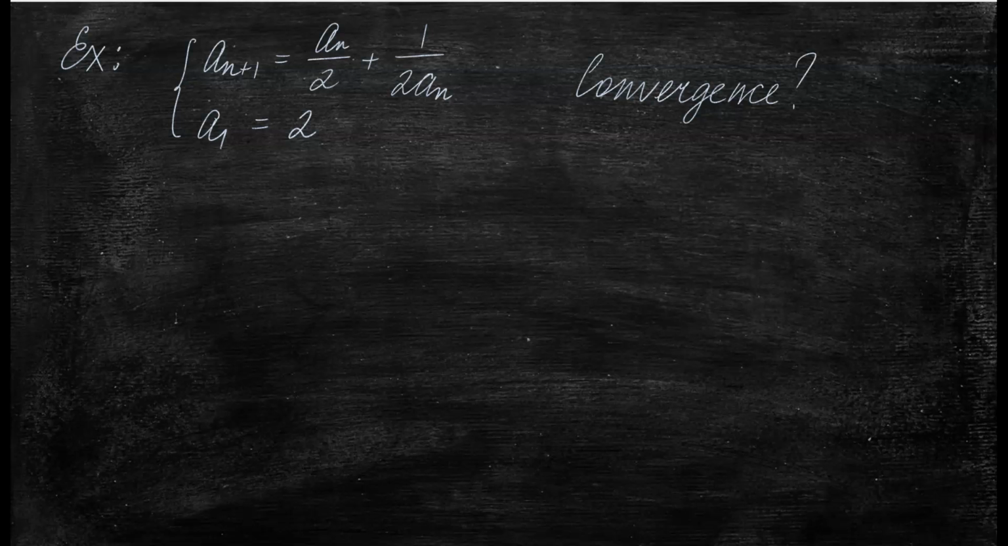Now, before we start applying the theorem, let's try to develop some intuition. Let's throw in some values. So we have 2. So what would be the next term? It will be the previous term divided by 2 plus 1 over 2 times the term. So we're going to have 5/4 over here.